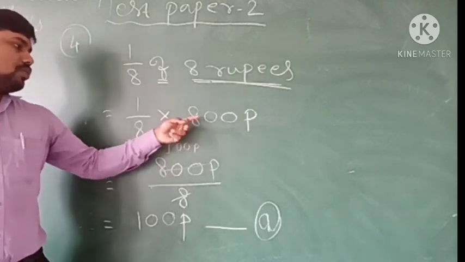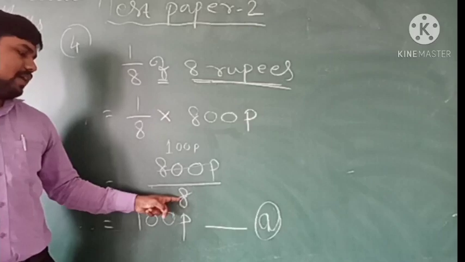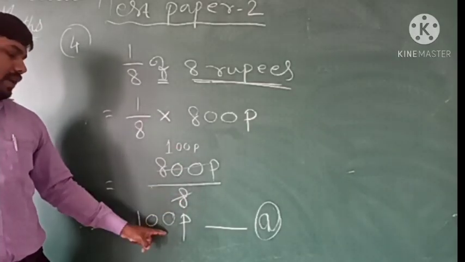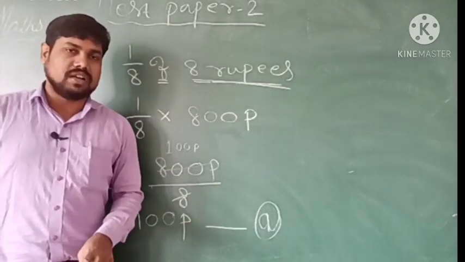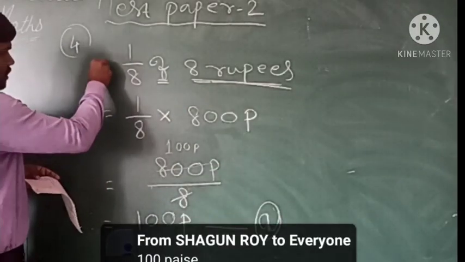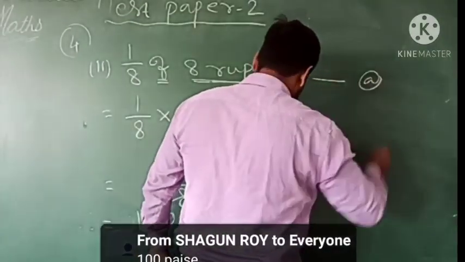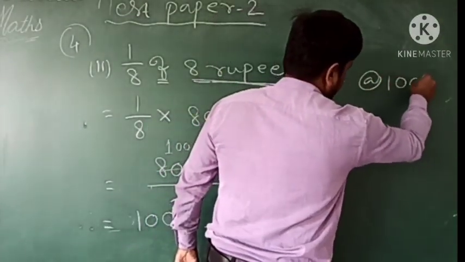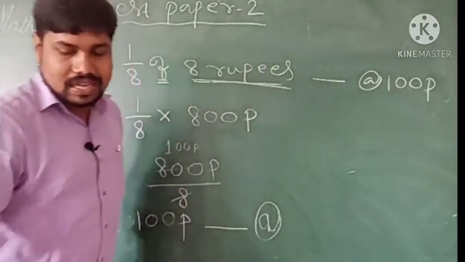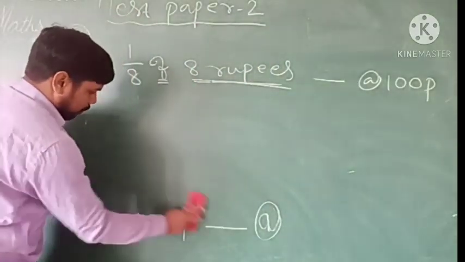ठीक है, तो इसको इसके साथ मल्टीप्लाई करके 800 रुपीज, 800 पैसे हो गया, डिवाइड बाय 8. So when you divide it, it will be 100 paise. So 100 paise is the option number 1. So this will match with option A. So this is the second one which will be matched with option A, and option A we have is 100 paise. Okay, so this is how you can explain also how this is coming in your classwork copy.